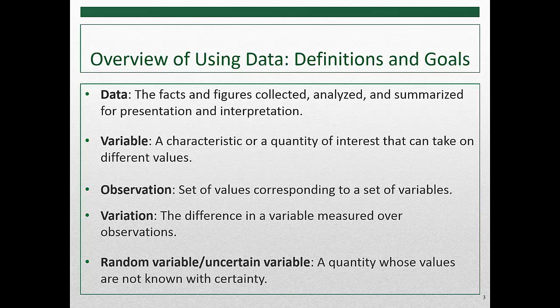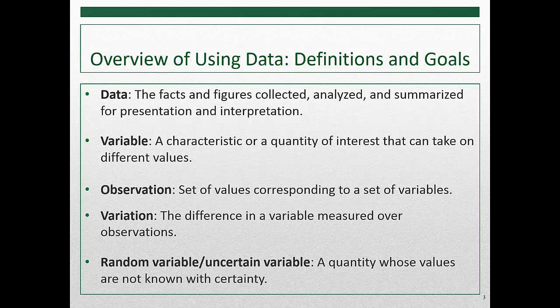An observation is a set of values corresponding to a set of variables. For example, we are observing the temperature for January 2017. That's a set of values corresponding to a set of variables. And we are also observing the weather, including if it's sunny or if it's windy, for a single day in January 2017.